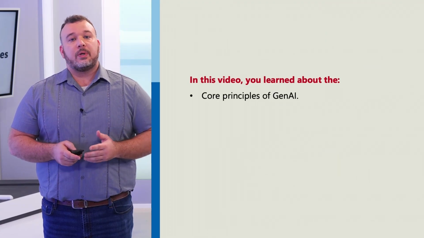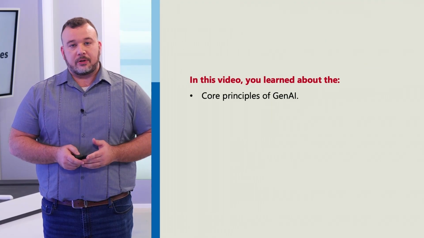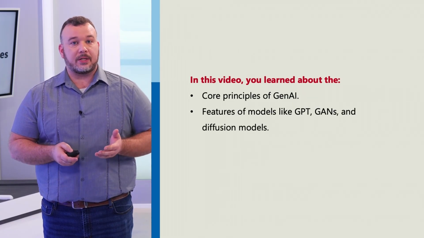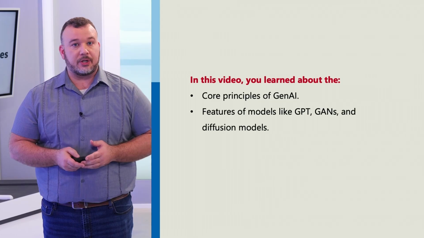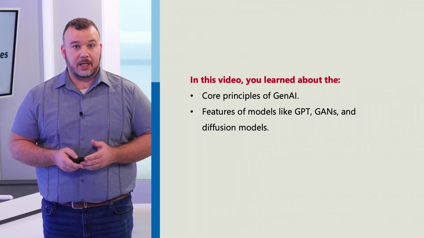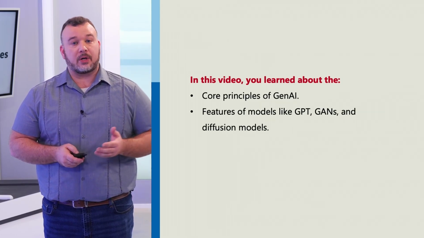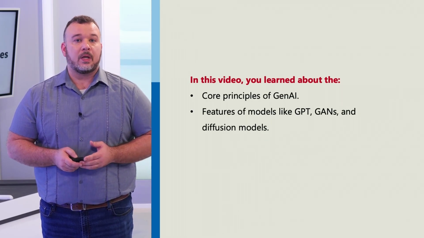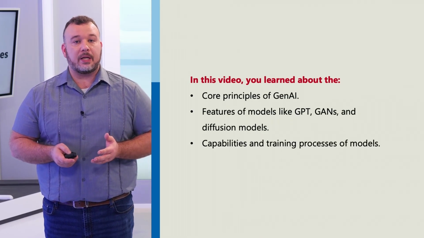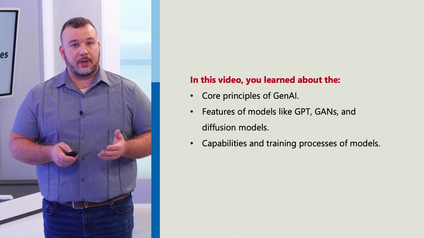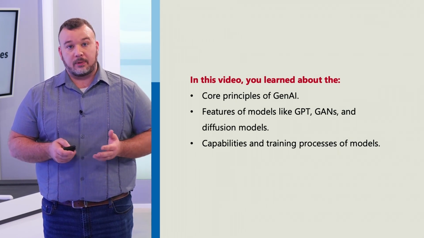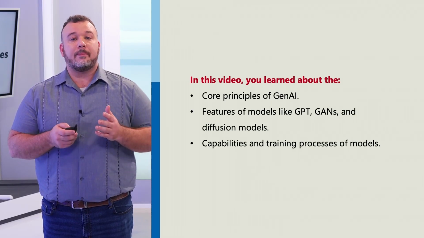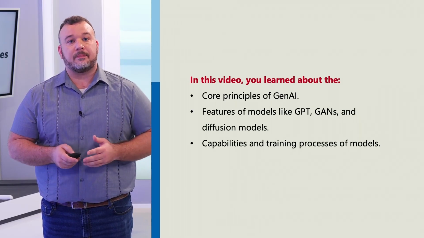In this video, we explored the transformative power of generative AI in shaping modern workflows. We discussed how advanced models like GPT for text generation, GANs for creating realistic images, and diffusion models for high-quality visuals are revolutionizing various industries. We emphasize the importance of understanding the unique capabilities and training processes of these models, from leveraging self-attention mechanisms in a transformer, for example, to the competitive framework within a GAN.